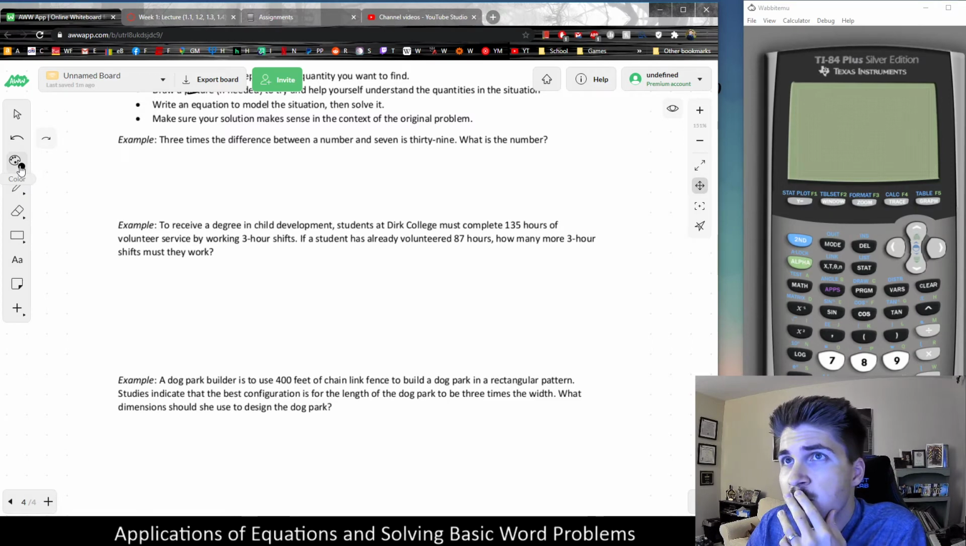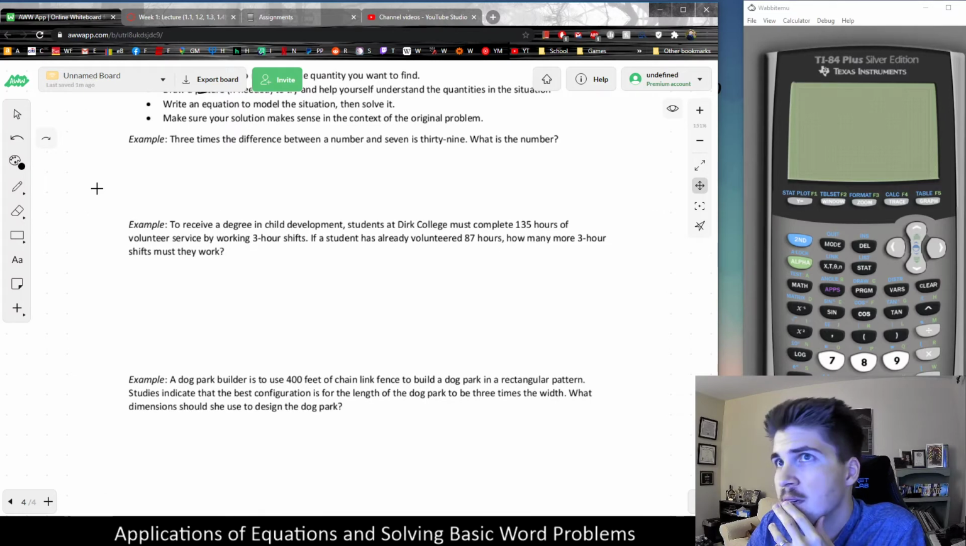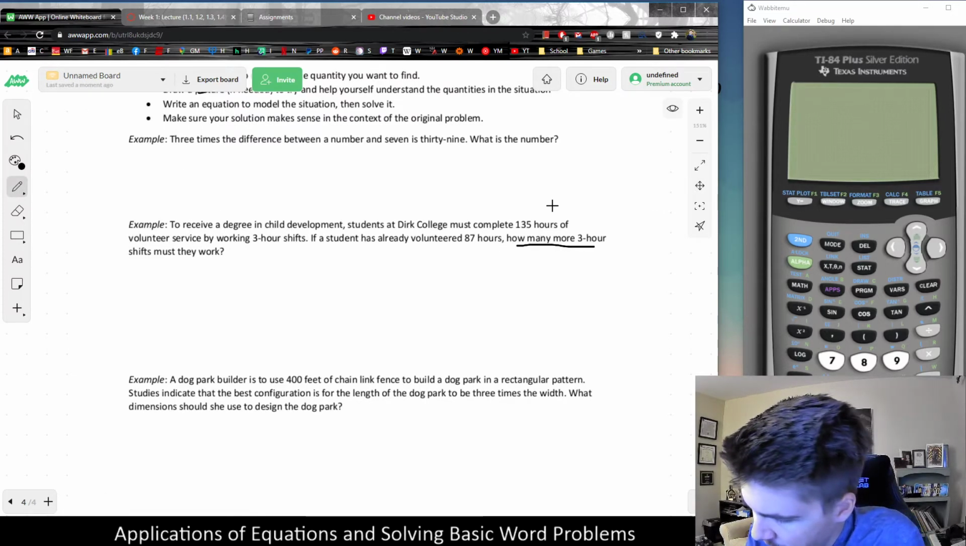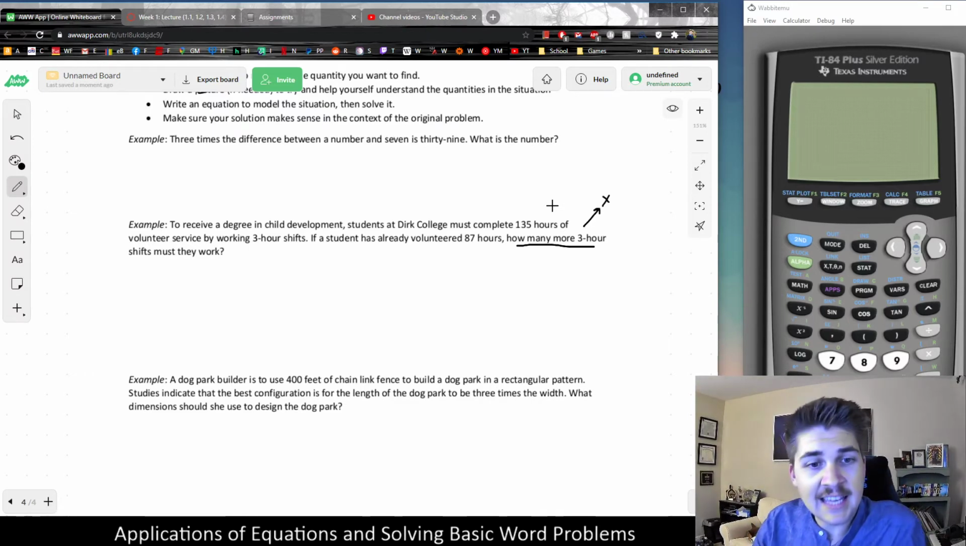But basically what I would choose for my variable is looking at what it's asking for. How many 3-hour shifts do we need to work? So basically that's what I would always assign to be x. And the goal in solving an equation is finding out x. So once I have x is equal to this, I'm going to have the answer to my word problem at the end of the day. And so I want to know how many 3-hour shifts I am going to need to work.